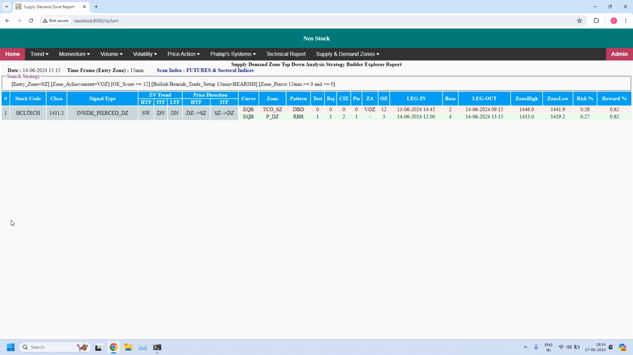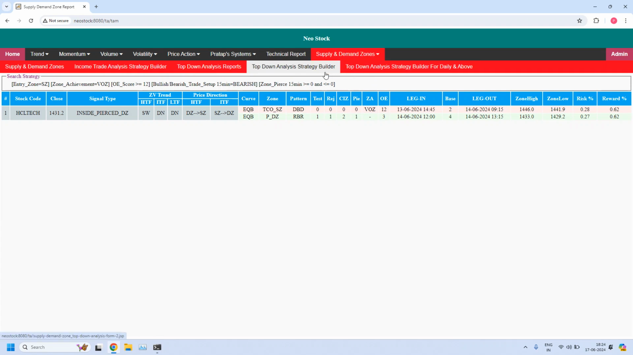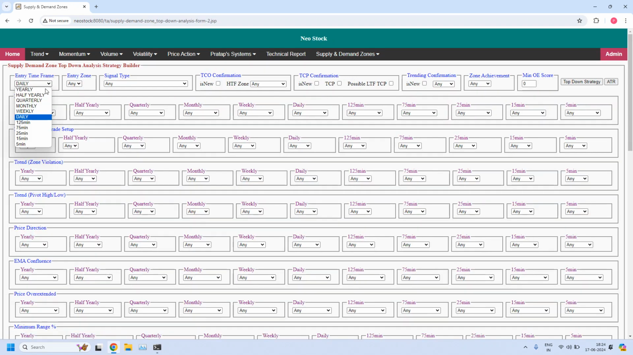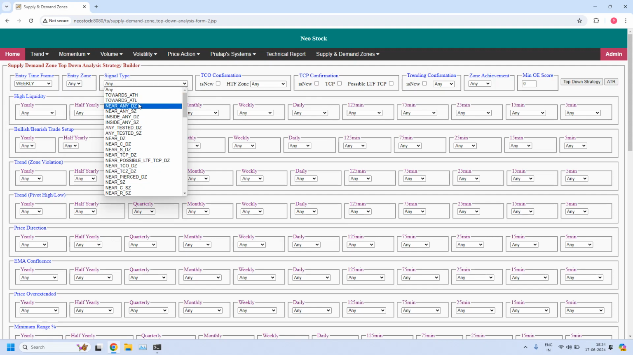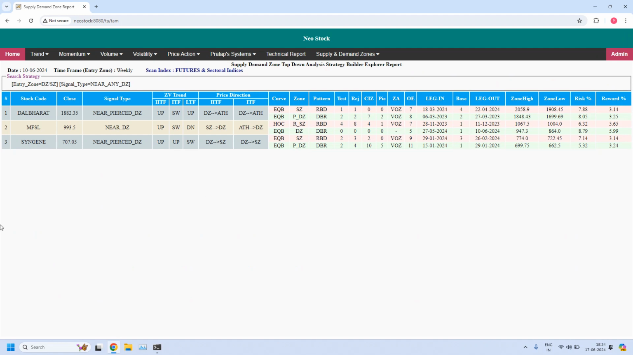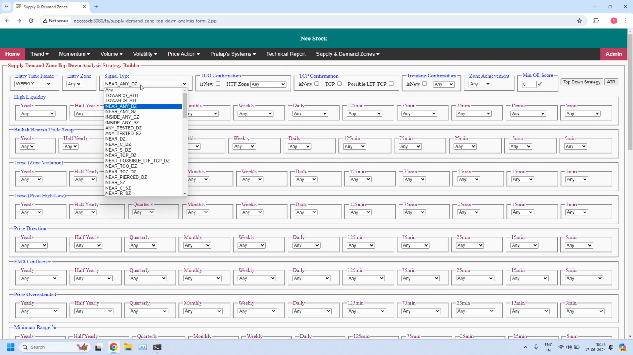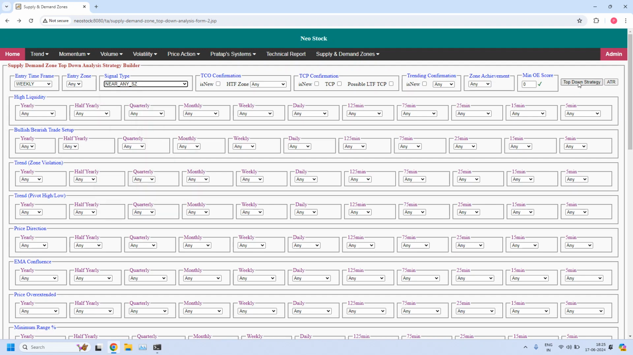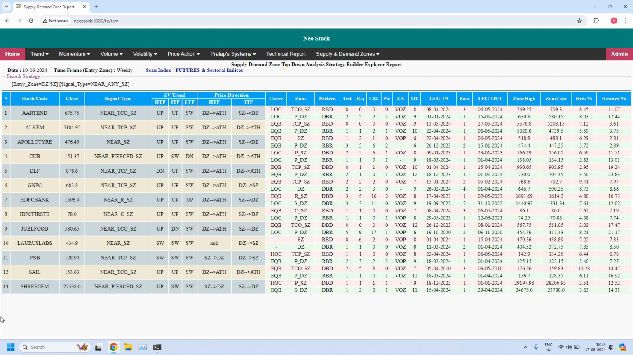So in the next report, let us generate the weekly reports, because this is the end of the week. So I'm selecting the entry time frame as weekly. So entry time frame weekly, let us find the stocks near weekly demand zone. So these 3 stocks are filtered. So let me generate the next report for weekly time frame. Let us find the stocks near weekly supply zone. 13 stocks are filtered.